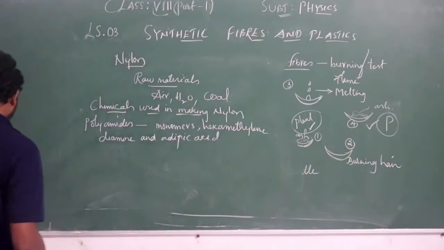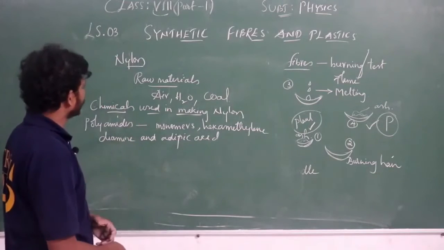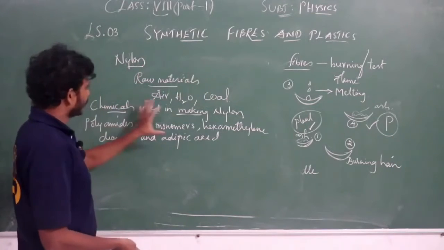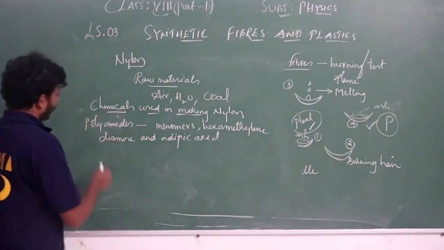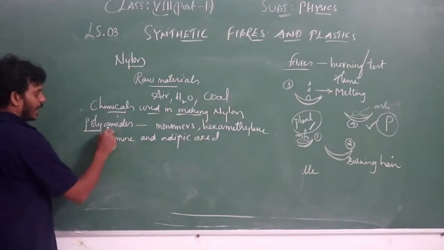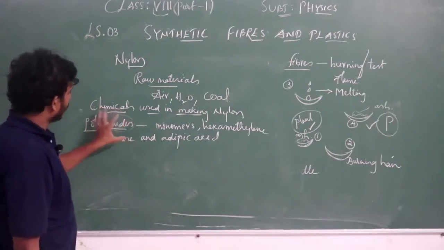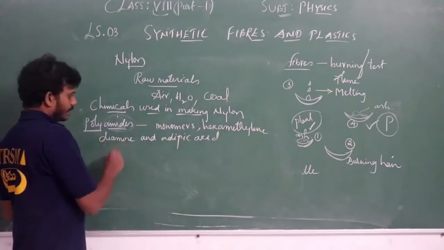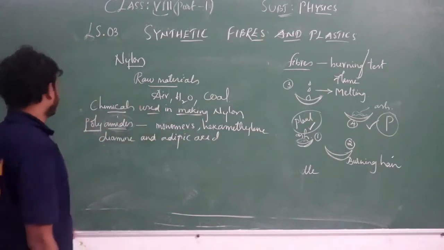So solid chips of these polyamides. Listen once, what is happening? These are some of the chemicals used in making this nylon. First understand, air, water and coal are used. Not only that, some other chemicals are also used: polyamides. Poly means many, amides, chemical. Polyamides are used. The monomers are hexamethylene diamine and adipic acid. These are some of the chemicals which are used in making nylon.